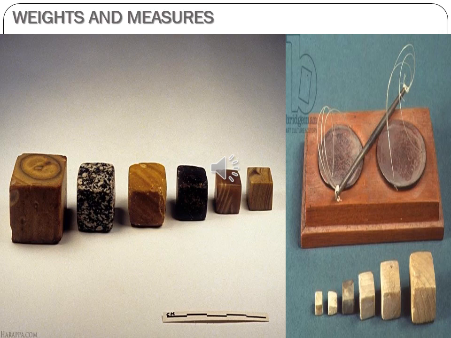The cubical chert weights. Chert is a type of raw material, and they used this raw material for producing the weight objects. The cubical chert weights are found at the Harappan sites. The copper plates for weighing balance have also been found. You can see in this picture.